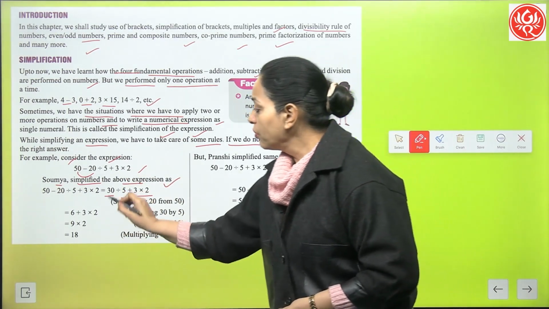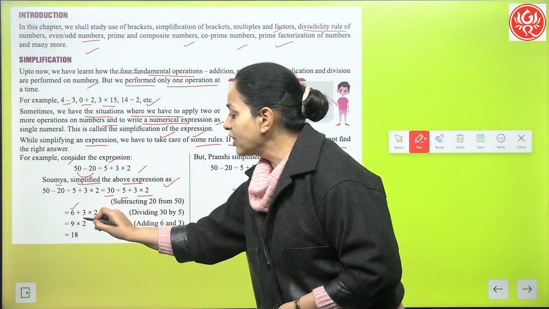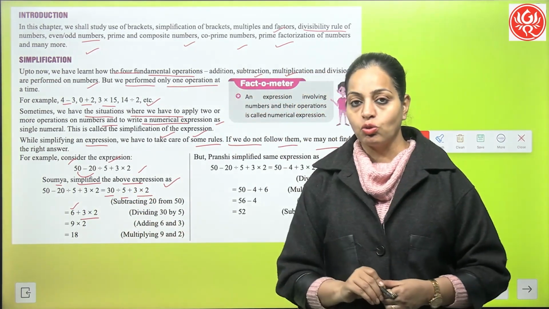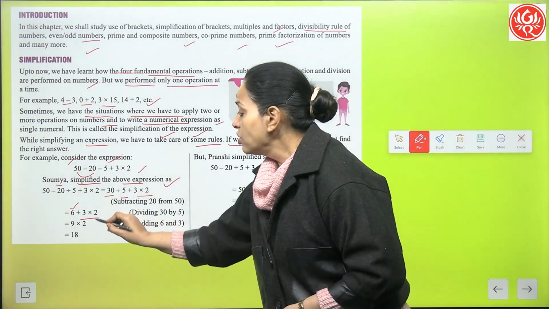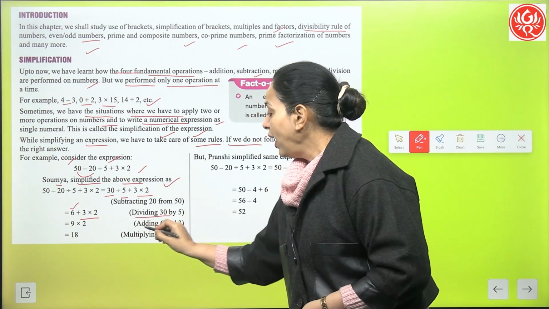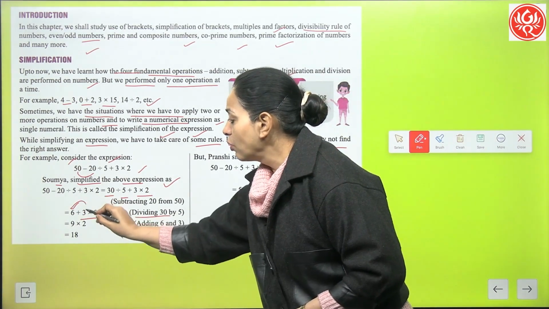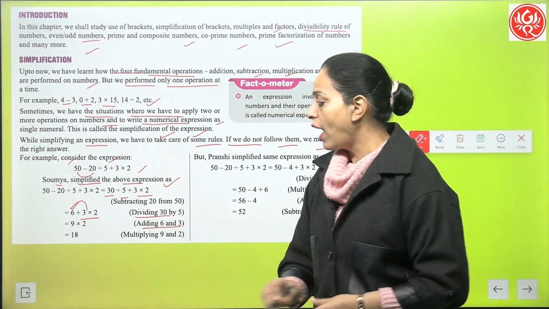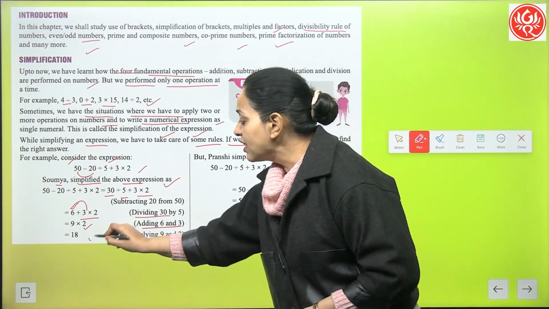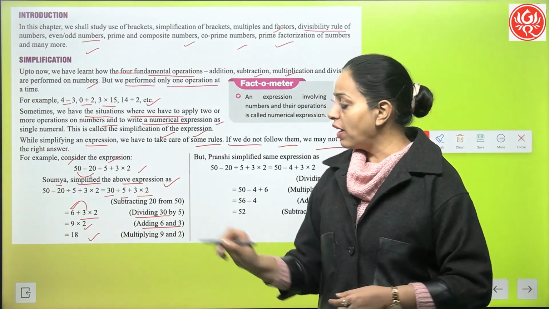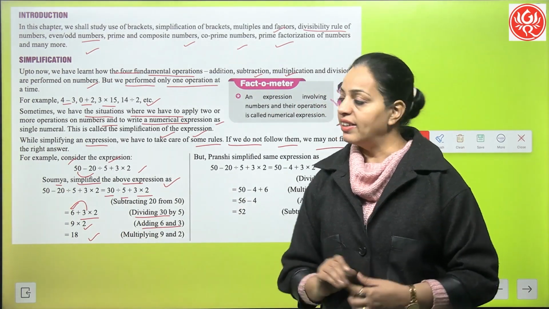Okay. So, 30 divided by 5, 6 plus 3 into 2. Then what did she do? Now, she did adding 6 and 3. उसने क्या किया? 6 और 3 को add कर दिया. So 9 into 2. So now the answer is 18. Okay, one girl has done it like this.